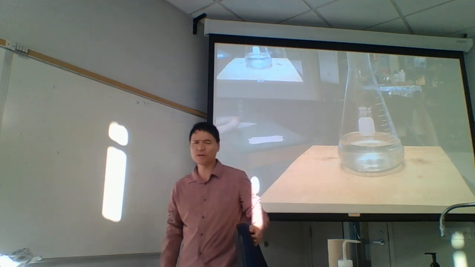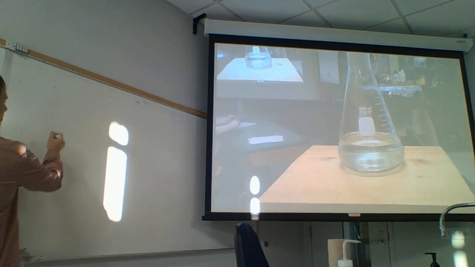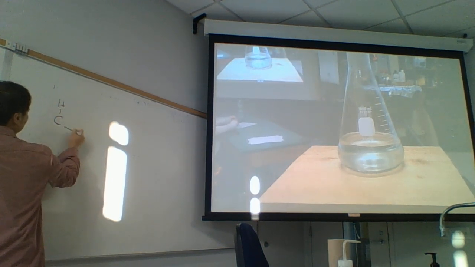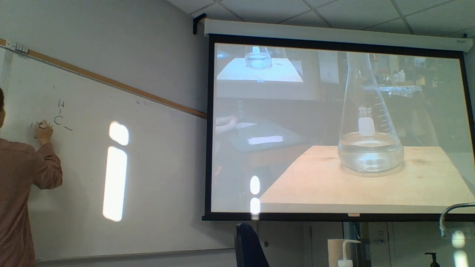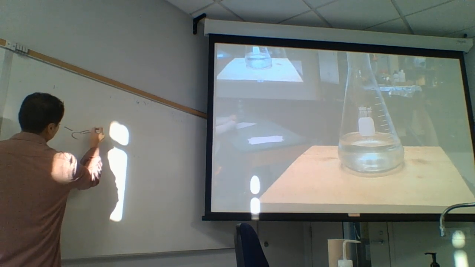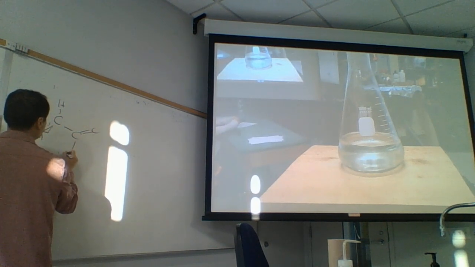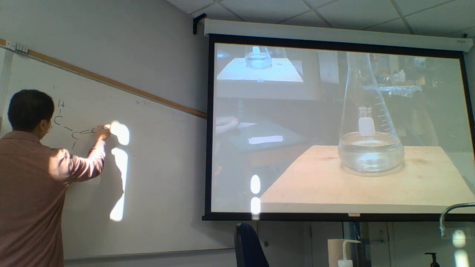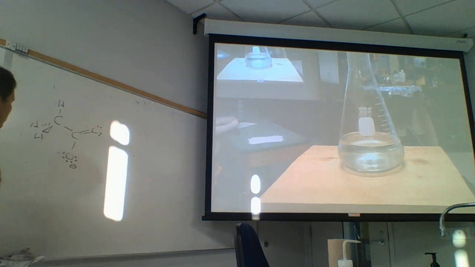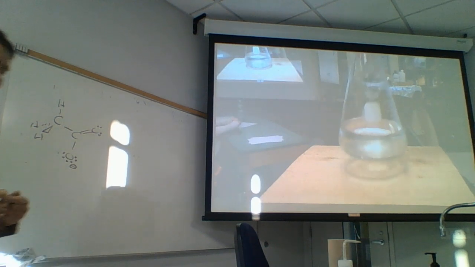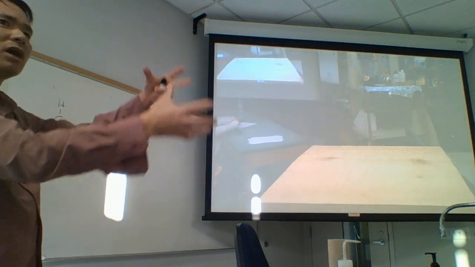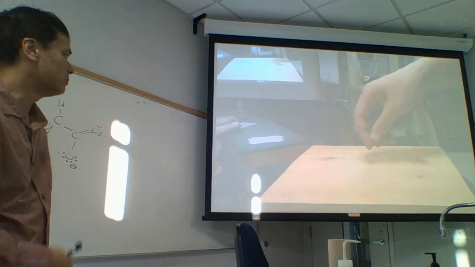Do you know the shape of acetate? The shape of acetate's funny. It looks like this. So it has this kind of weird shape, and in order to form a crystal, that acetate ion has to align just perfectly so it fits in the crystal. Well, it's not so easy to do. And so what we say is it's hard to nucleate crystals.